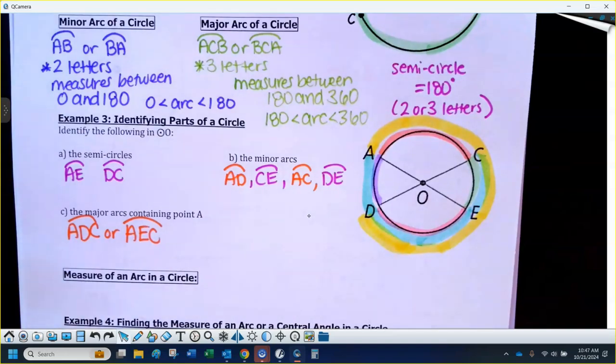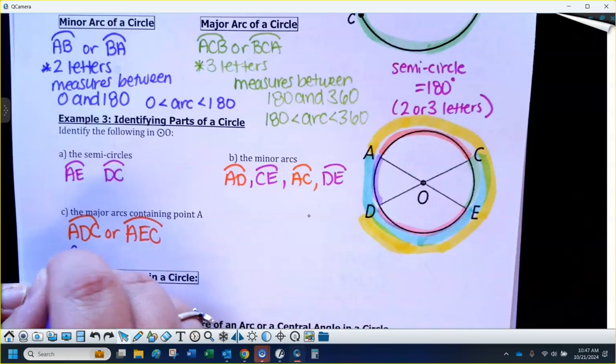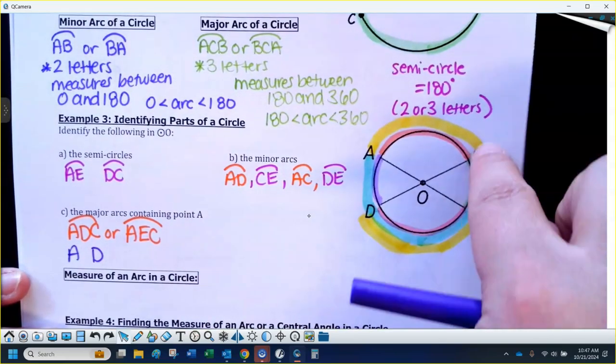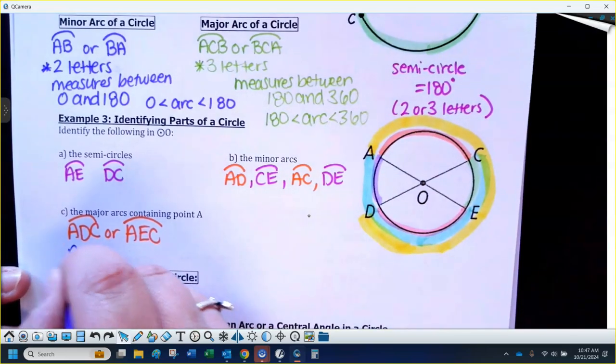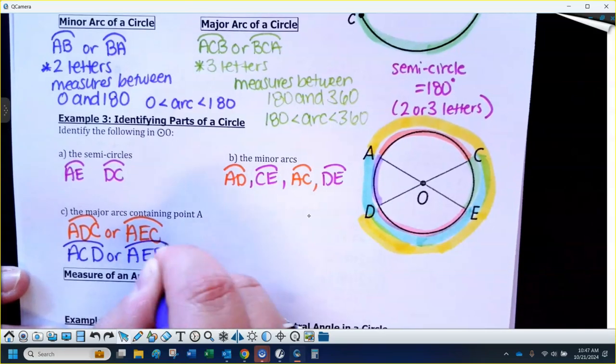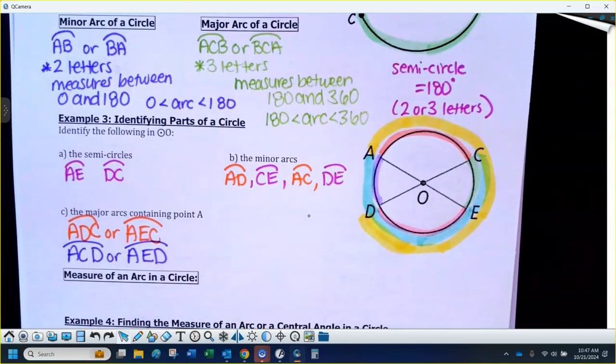So there would be 2 descriptions for this. I went from A, I ended at D. You can pick either one of these letters to put in between. So I could do ACD or I could do AED. They actually describe the exact same arc, but major arc just means it goes more than halfway around the circle, but not totally all the way around.